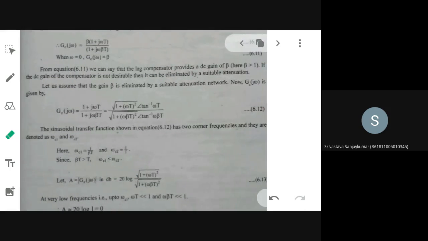Okay, if I do that, the 1 by beta will get cancelled. So finally, you will be having this equation only. So that equation I am going to transform into magnitude part and angle part. So you know how to write.